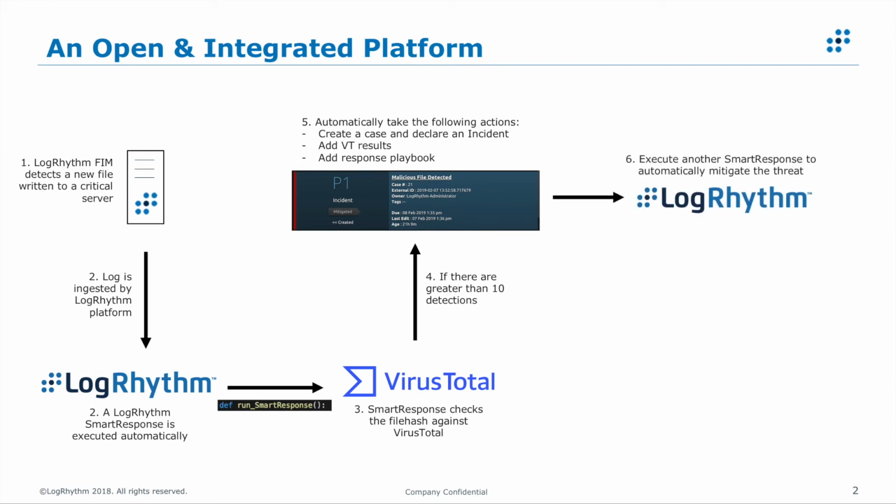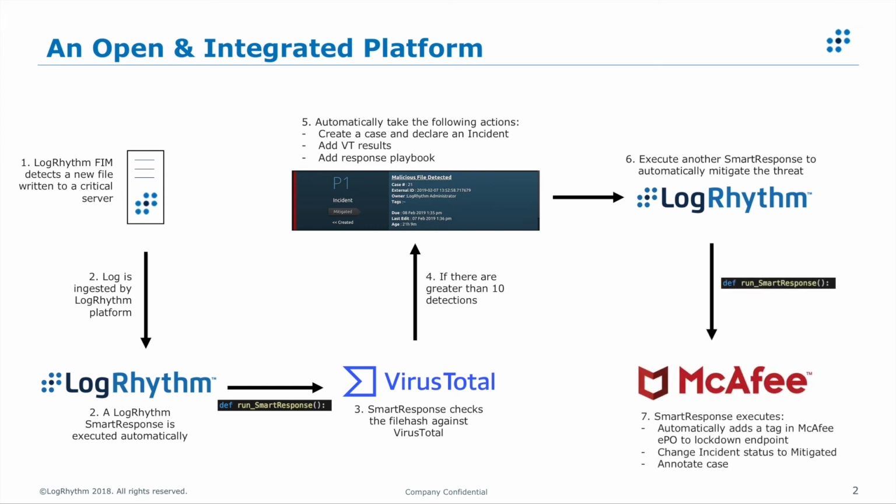Secondly, once we've declared an incident, we want to mitigate that threat automatically, and the way that we're going to do that is by executing another smart response. In this case, we're going to run a smart response which automatically issues a policy tag in McAfee EPO. That policy tag will lock down the endpoint and change the incident status to mitigated and annotate the case accordingly, at which point me as a human analyst, I'm going to be picking this up, as opposed to just picking up an alarm and going through those manual steps that I walked you through before.